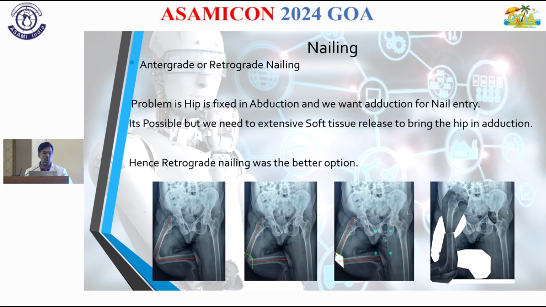If we are going to do nailing, what type of nailing can be done? Antegrade or retrograde nailing. The problem is the hip is fixed in abduction and we want adduction for nail entry. It is possible, but with extensive soft tissue release to bring the hip into adduction. Hence retrograde nailing is a better option compared to antegrade nailing.